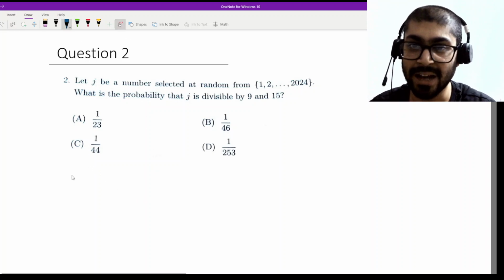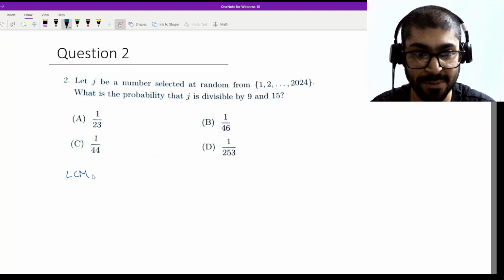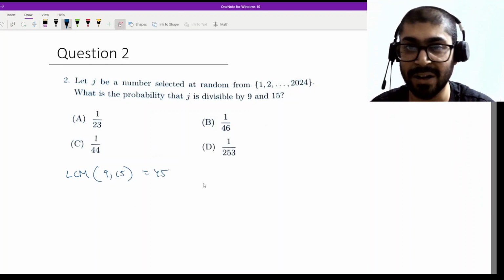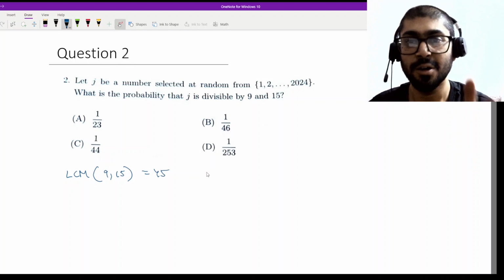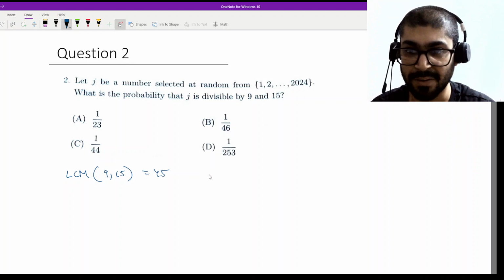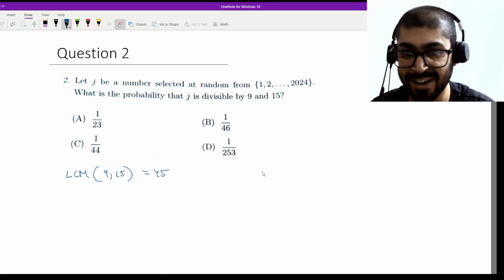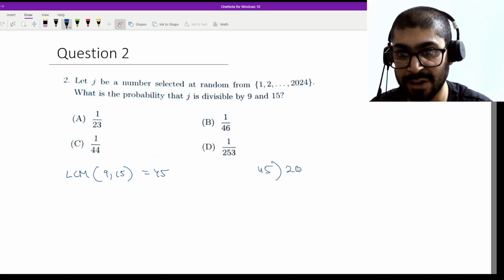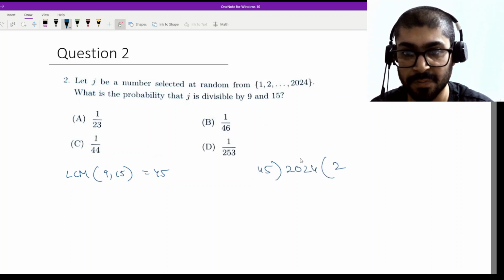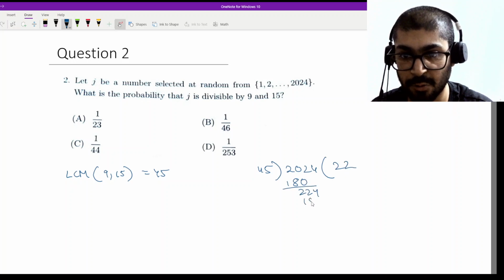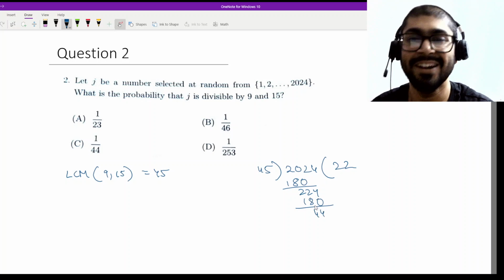Now, how do we calculate this? We have to take the LCM of 9 and 15. What is that? That is 45. So basically you have to check how many multiples of 45 there are from 1 to 2024. How do you do that? You just divide 2024 by 45. What do you get? You get 4, and 4 times 45 is 180. Then 224 minus 180 leaves 44.